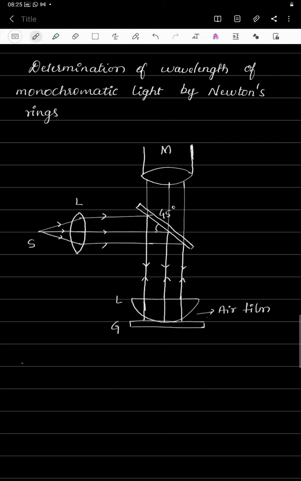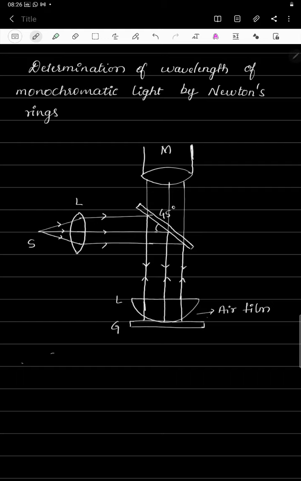With the help of that scale arrangement, we are going to measure the diameter of the dark fringe. If you measure the diameter of the dark rings, then with the help of that we can find the wavelength of monochromatic light. In the previous class I have already told the relation connecting the diameter or radius of the dark ring and the radius of curvature of the plano convex lens.